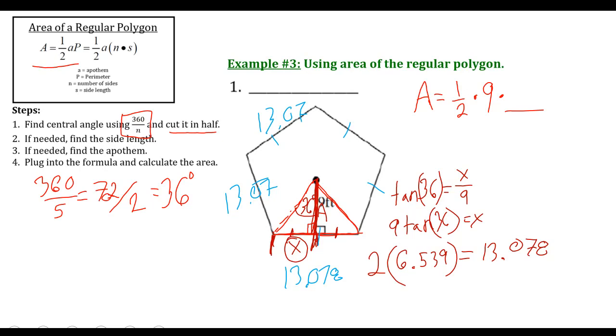Okay, if we're going to find the perimeter, we need to multiply this by the number of sides. How many sides does the pentagon have? 5. That's how we're going to find the perimeter. So once you punch that in the calculator, 13.078 times 5, I got 65.39. All right, so that's our perimeter.